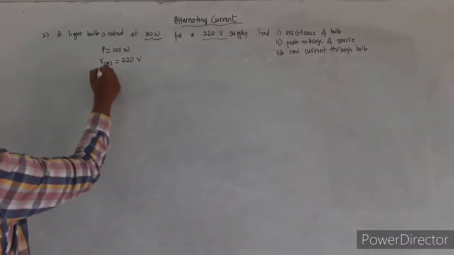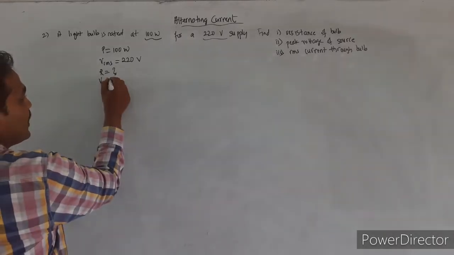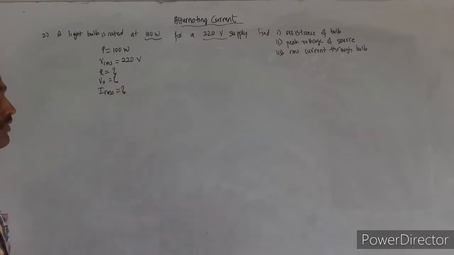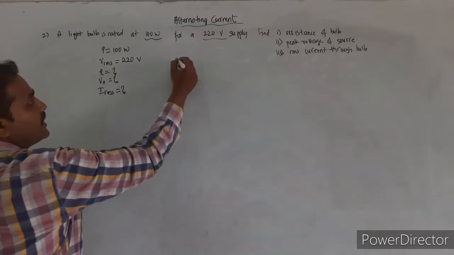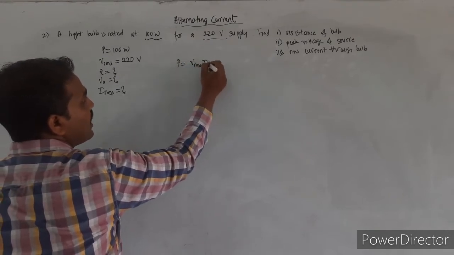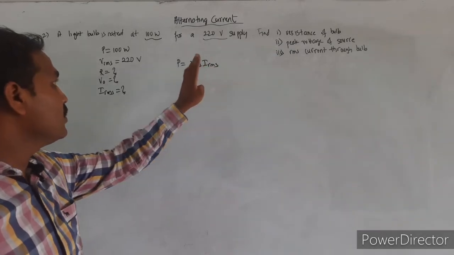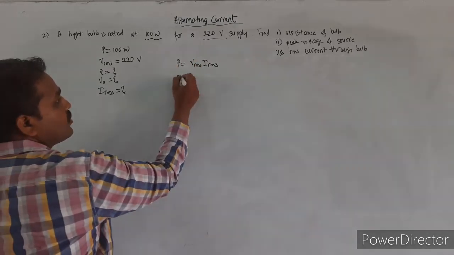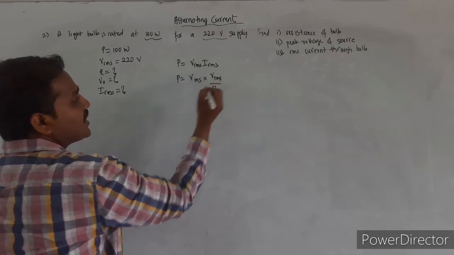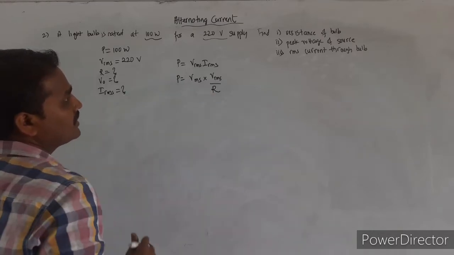Okay, we have to find the value of resistance R, and the peak voltage V0, and the RMS value of the current flowing through the bulb. We know the power is given by P is equal to VRMS into IRMS. But in this case we don't know the value of IRMS, so I can write it as P is equal to VRMS into VRMS divided by resistance R. By this equation I can find the value of the resistance of the bulb.